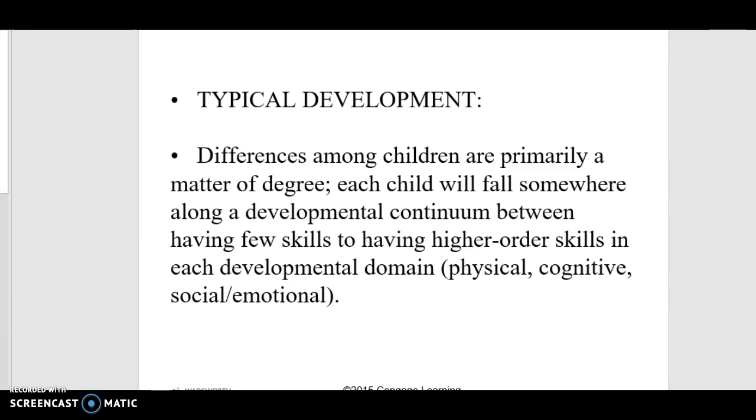So each child falls somewhere along that continuum, having very few skills or very advanced skills in each domain. And each area of development we can look at would include physical, cognitive, or mental, and then social, emotional. So it varies by child. If this is average, and this is a little above average, and this is a little below average, or maybe we flip that around, I might be a little ahead in reading, a little behind in math, but it's in that range.